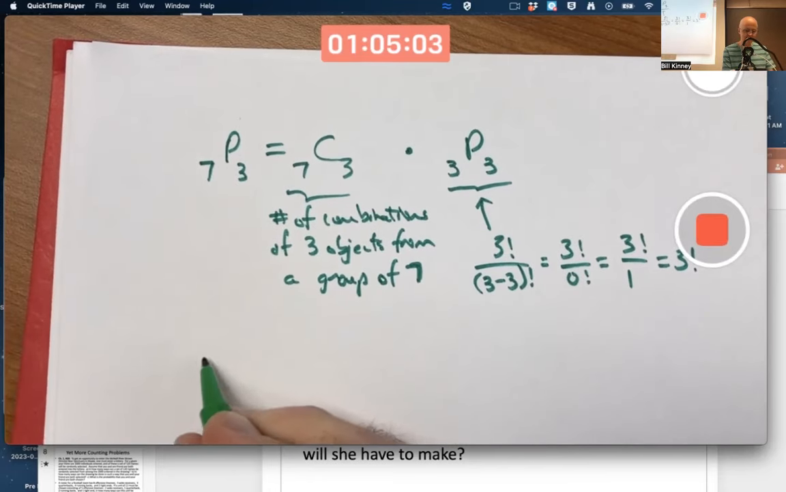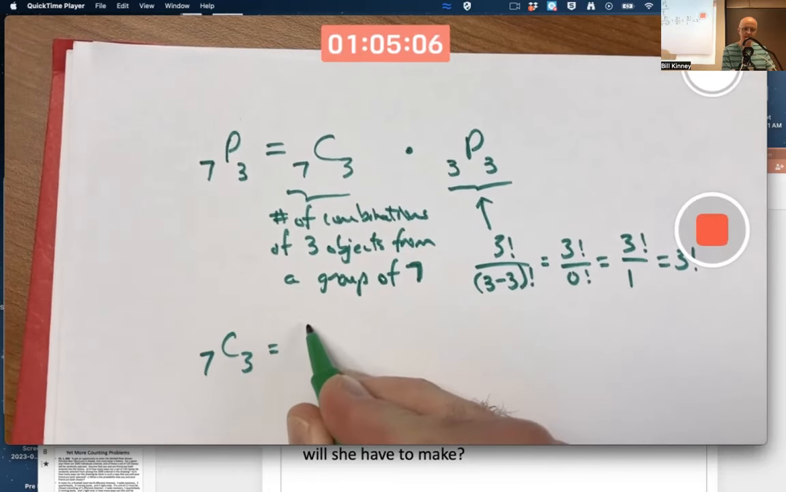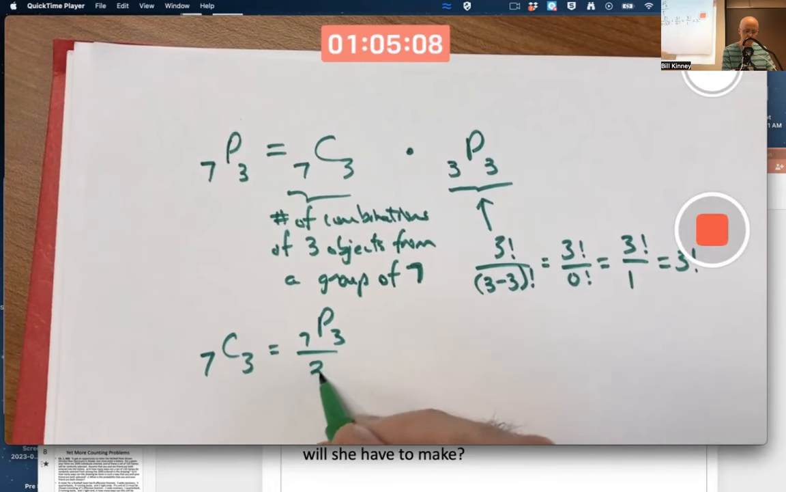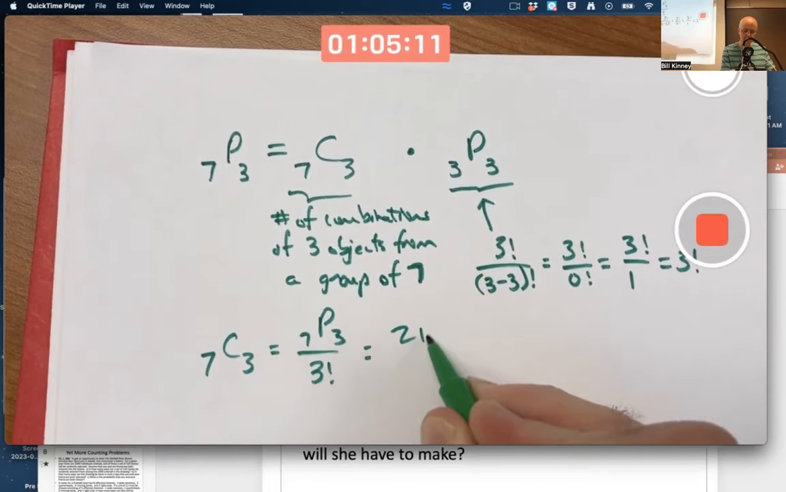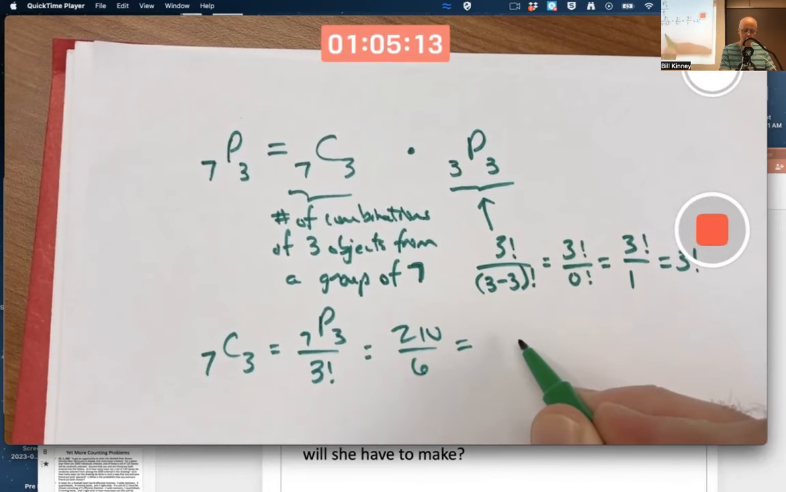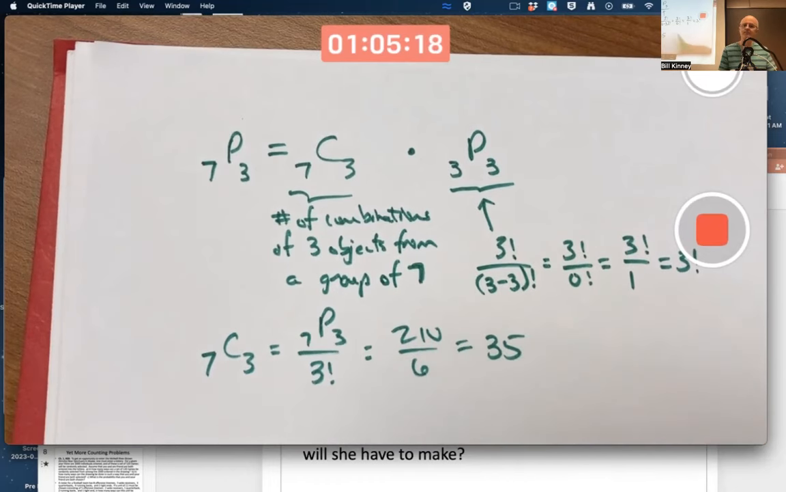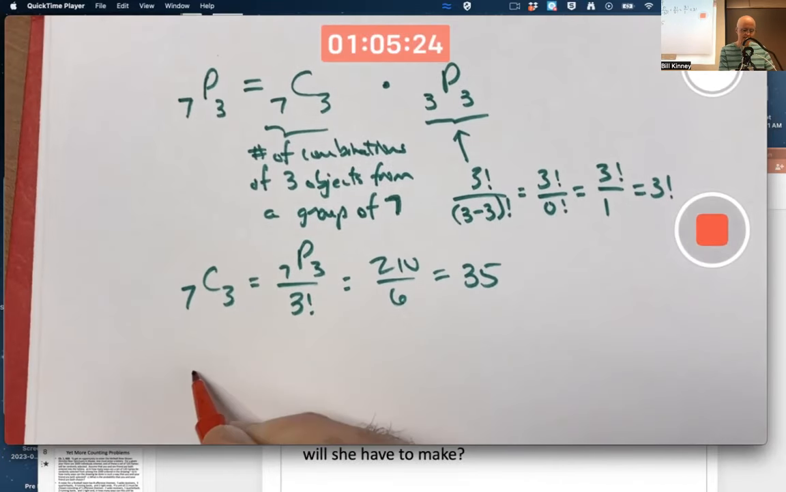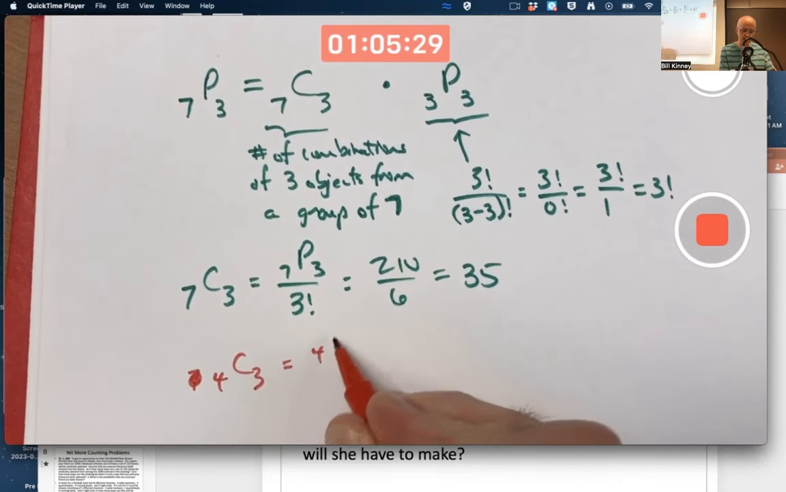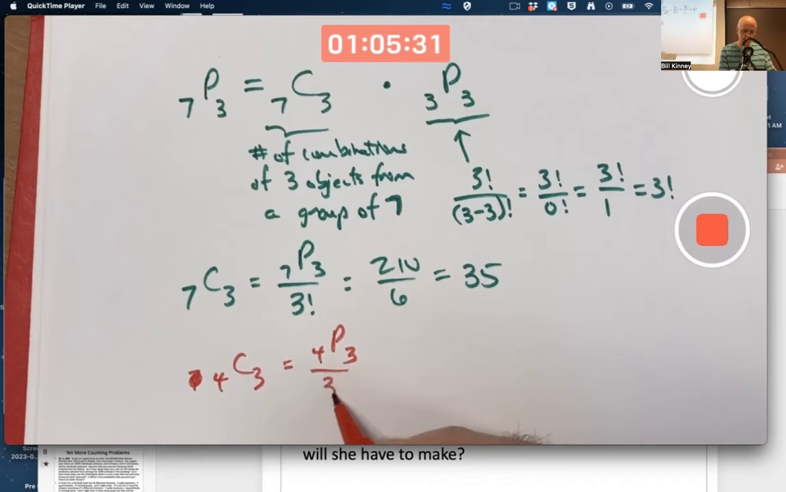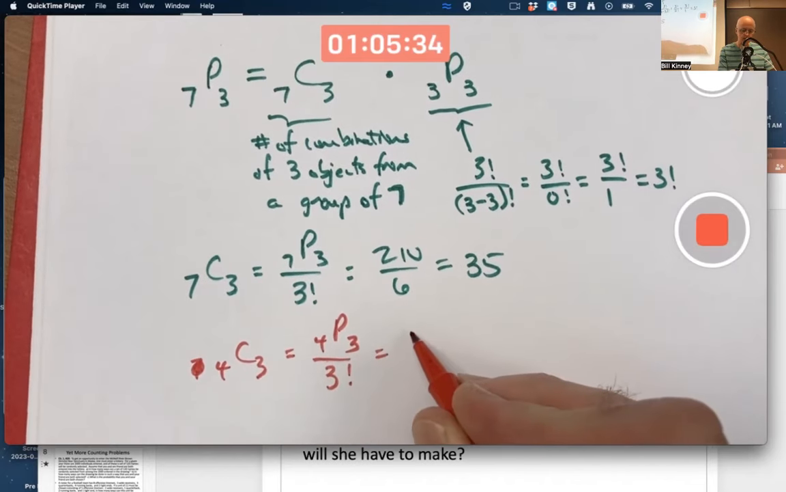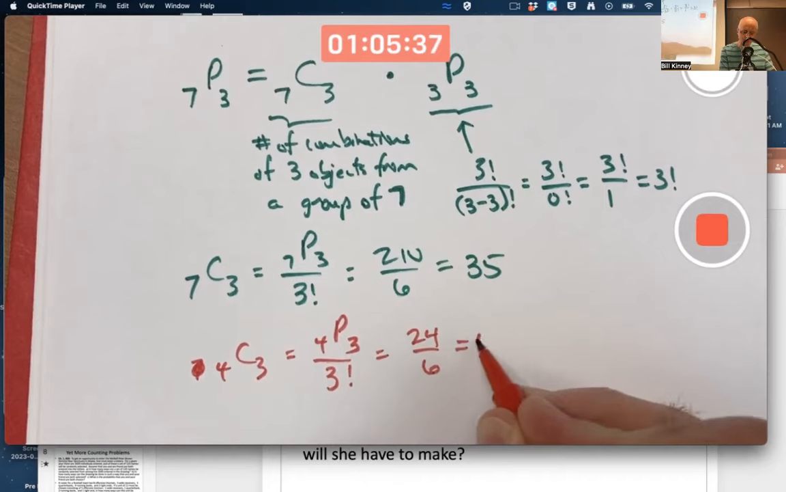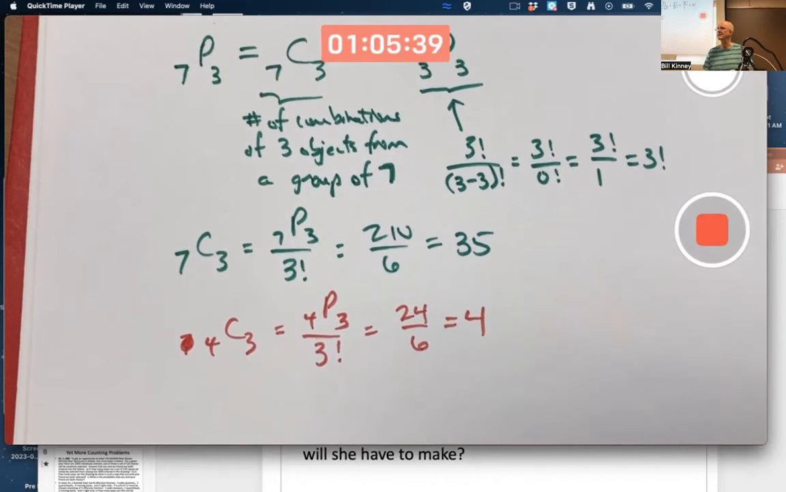And this means 7C3 is 7P3 divided by 3 factorial. 210 divided by 6, which is what, 35? 35? With the simpler problem, 4C3 is 4P3 divided by 3 factorial. 24 divided by 6 is 4, just like we listed out in the previous piece of paper.